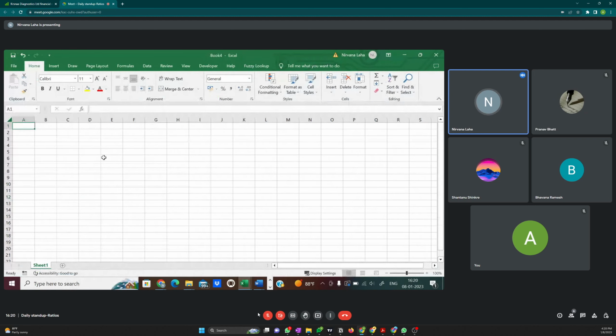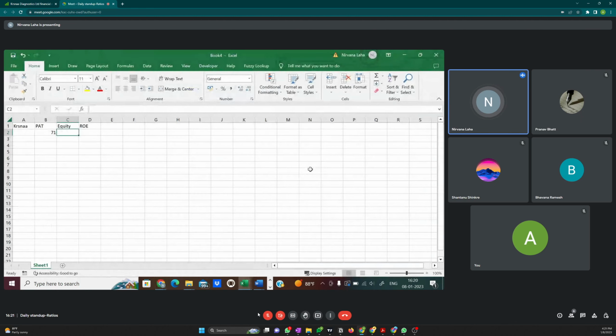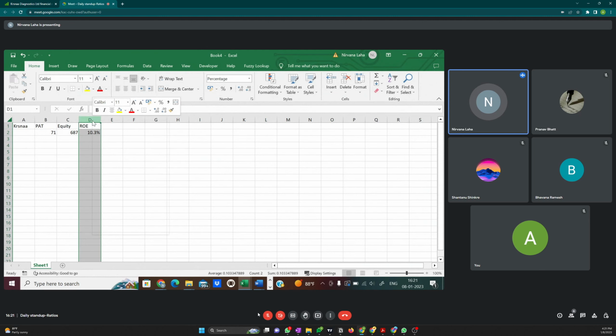And yeah, so for Krishna, let's consider PAT and let's consider equity and let's see what ROE is. So PAT is 71. Equity, how much did we say it was? 687. Absolutely. So the ROE is this divided by this. So it's about 10.3%.